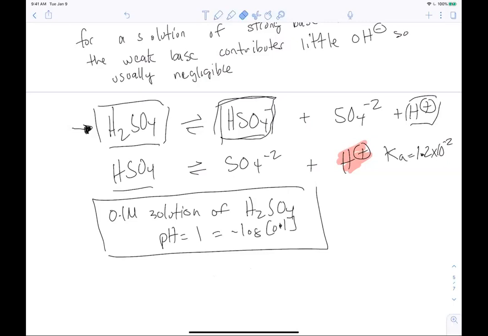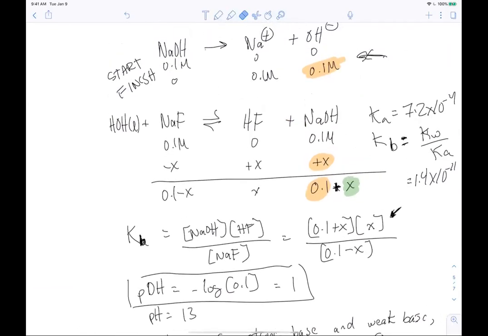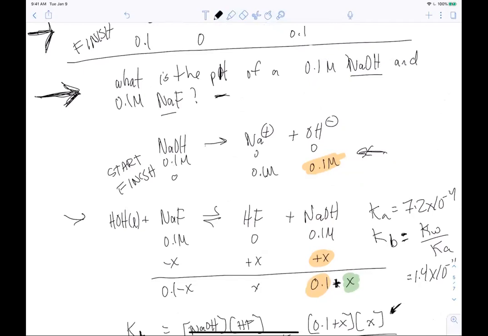So for the NaF equation, it makes a strong base and a weak base, and that doesn't contribute much. Which one's the weak base? Here we're saying, what is the pH of a 0.1 molar solution of sodium hydroxide and 0.1 molar of sodium fluoride? This is a weak base. This is a strong base.